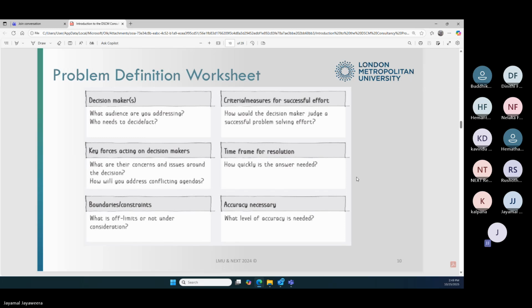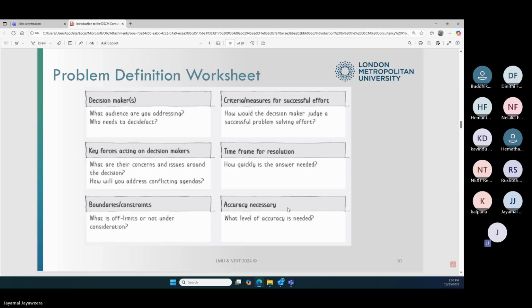Decision makers. Who are these decision makers? Who are the people who are impacted by this? Inventory manager, supply chain manager, customer, marketing division, financial division. So you are addressing these. Who are the people whom you are addressing?